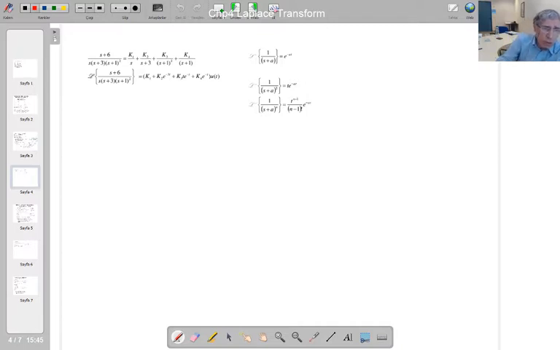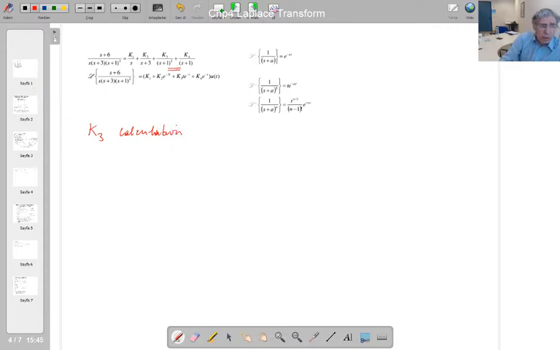I will be calculating K3 and K4 because of this repeated root. You could do the calculation of K1 and K2 on your own, which is very similar to the one that we have done already. So what is the K3 calculation?